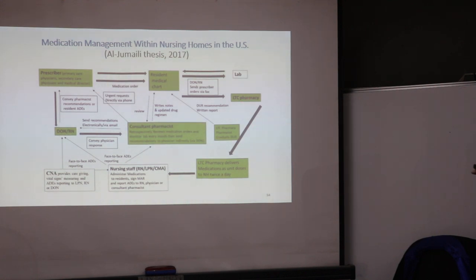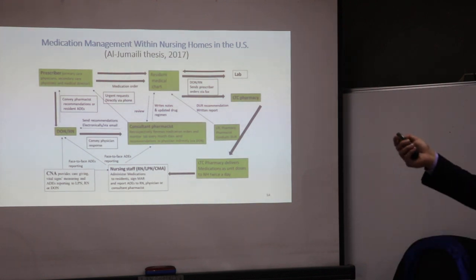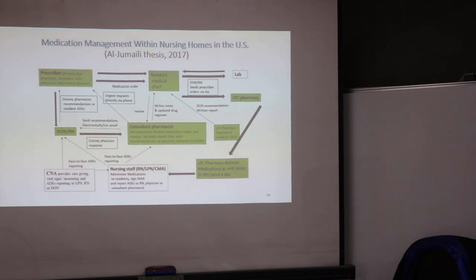Long-term pharmacies usually hire the consultant pharmacist. In the same company, they hire the consultant pharmacist and they provide the medications and the dispensing. They check the medications, deliver the medications, and also provide the consultant pharmacist. As I mentioned earlier, the consultant pharmacist visits the nursing homes once a month and reviews the medication charts, and if they have any error or concern about any medication, they usually send the recommendation, not directly, but through the director of nursing, which is the highest level of nursing. The director of nursing is the boss of the nursing home.